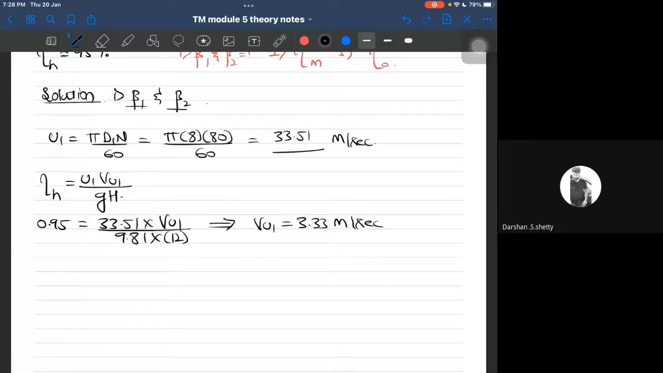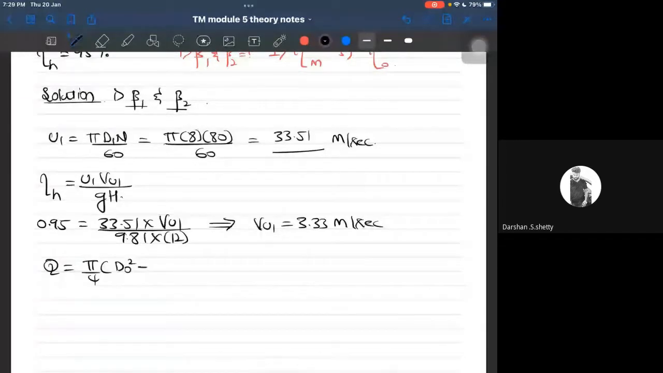Next. To find Vf1, you can use the formula of Q. So Q is given as pi by 4, A into V. A is pi by 4 into d naught square minus dB square, the outer diameter and the boss diameter or hub diameter, into the velocity, which is nothing but Vm1. So this is the discharge formula.